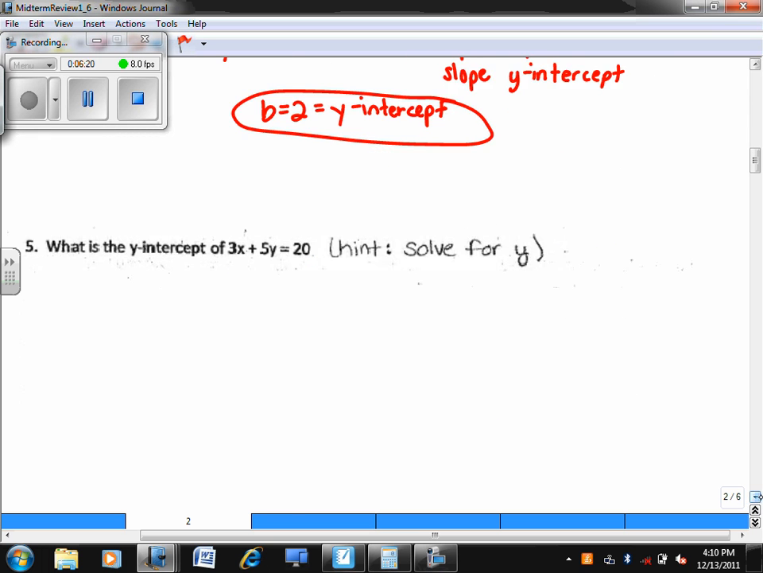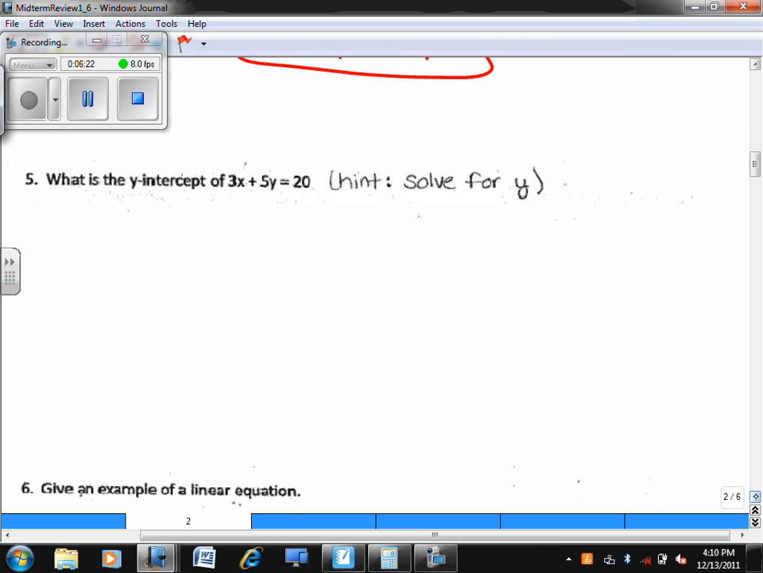Okay, problem number 5. What is the y-intercept of 3x plus 5y equals 20? Well, we're not as lucky here. We don't have it in y equals mx plus b format. So we need y equals mx plus b format. So we want to solve for y. Solve for y means getting y by itself. So we're going to subtract 3x from both sides. And we have 5y is equal to negative 3x plus 20.